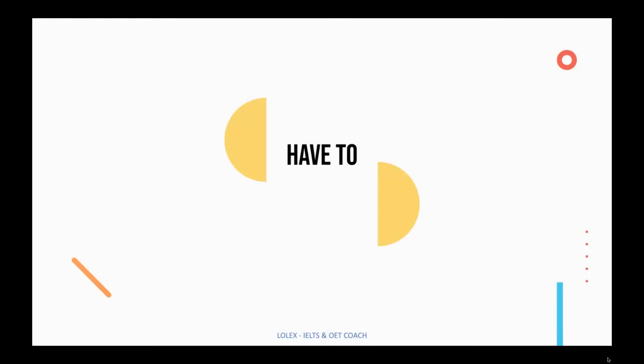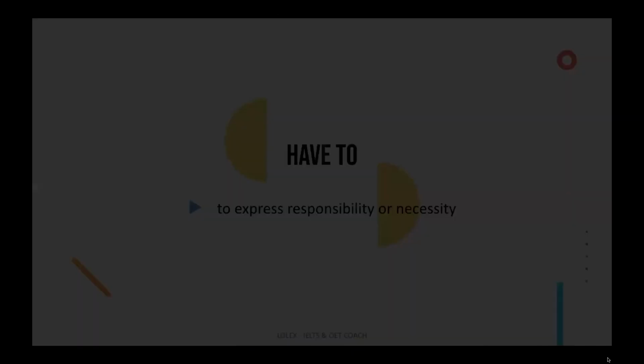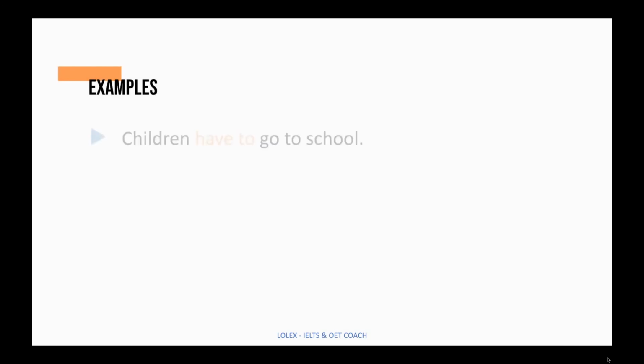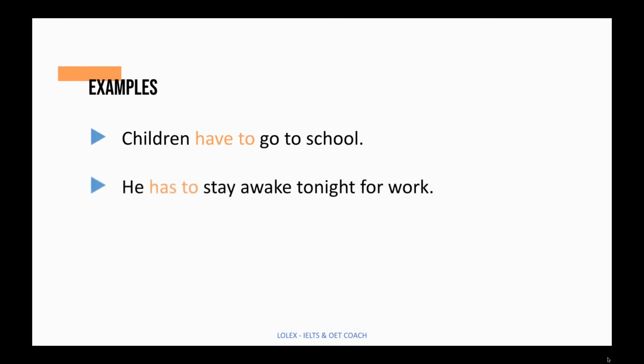Have to. We use have to in the past, present, and future to express responsibility or necessity. The subject of have to is forced to act by a separate external power, for example, the law or other rules. For example, children have to go to school. He has to stay awake tonight for work. We have to get up early.